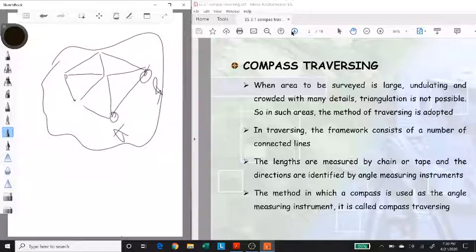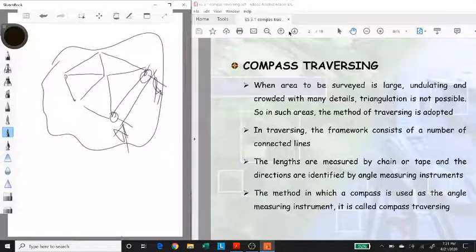A baseline is a line whose length is measured very accurately. And when I say accurately, it means that whatever corrections you have studied in the previous lecture, you apply them so that the length of this line AB is very accurate. Why does it have to be very accurate? Because the benefit of triangulation is that when you have to do a lot of measurements, if you use triangles, then you don't have to measure every line individually.